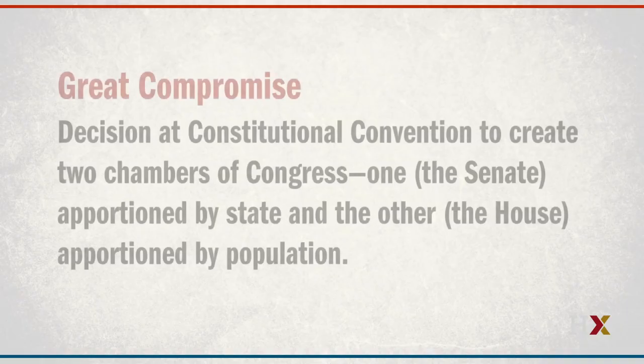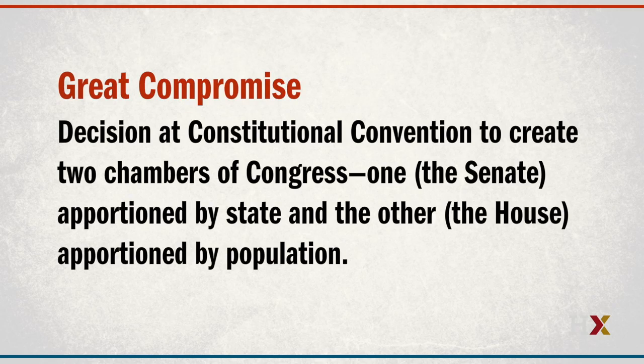The small states would not agree to a Congress where the large states, because they were more populous, had more delegates. On the other hand, the large states would not agree to a Congress where the states had equal representation. And the resulting compromise was a Senate, where each state has 2 senators, and the House of Representatives, where the House is apportioned according to population, the larger states having more members of the House.